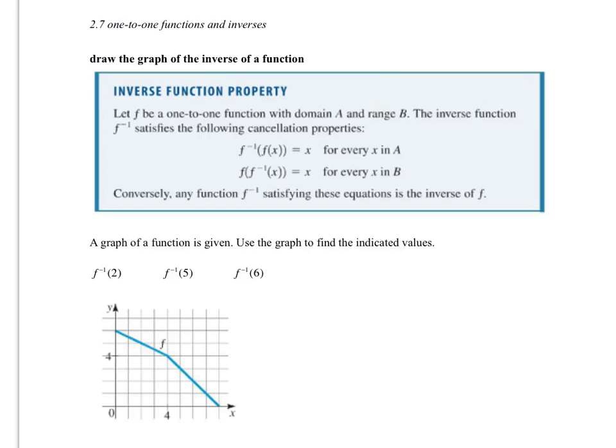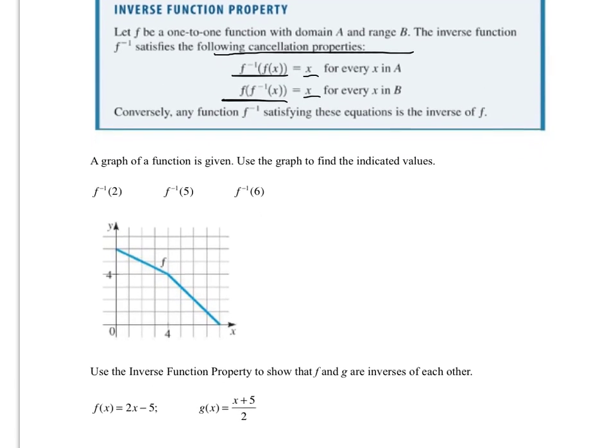Now, the inverse function property is very important for verifying that two functions are inverses. Basically, these are called the cancellation properties. If you do f inverse of f of x and get x, and also f of f inverse of x and get x, then the two functions are inverses. And if the functions are inverses, this will always happen. We'll use this in a few minutes, but right now we're first going to use a graph to find indicated values.